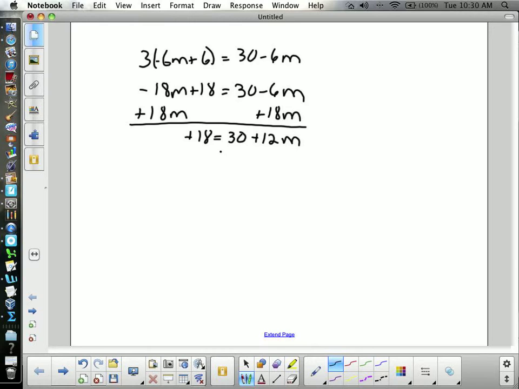Okay. Then we subtract the 30. I get negative 12 equals 12m. So m equals negative 1. Pretty simple.